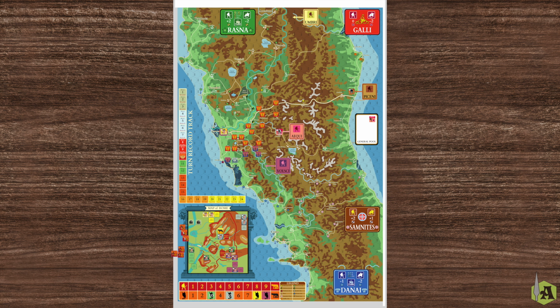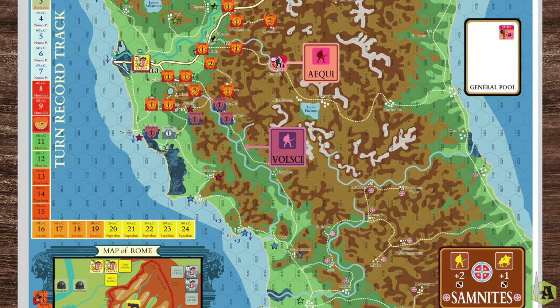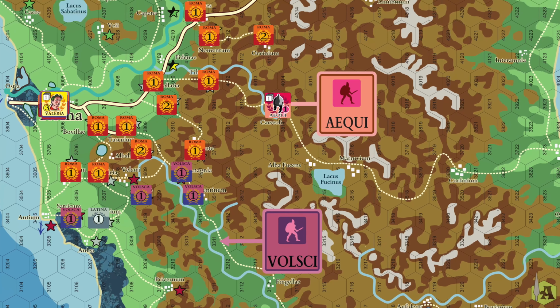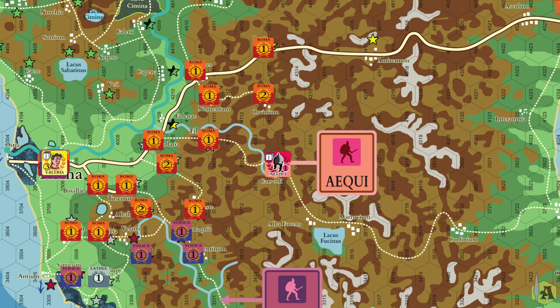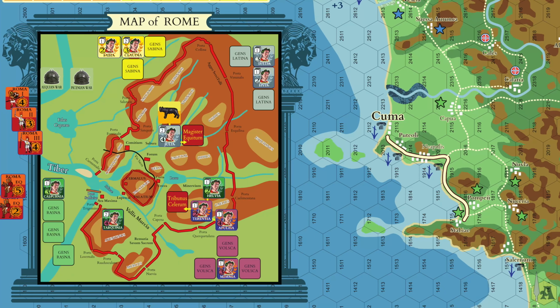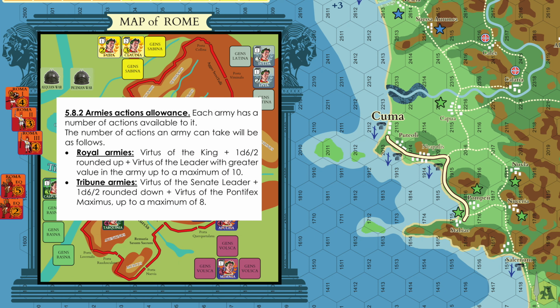We will now analyze the action phase. The map illustrates the military situation of the previous turn, before Rome's actions. As you can see, several cities have already been Romanized in previous turns, and contain Roman garrisons. The first thing the active players must determine is the number of action points available. To do this, refer to Rule 5.8.2.